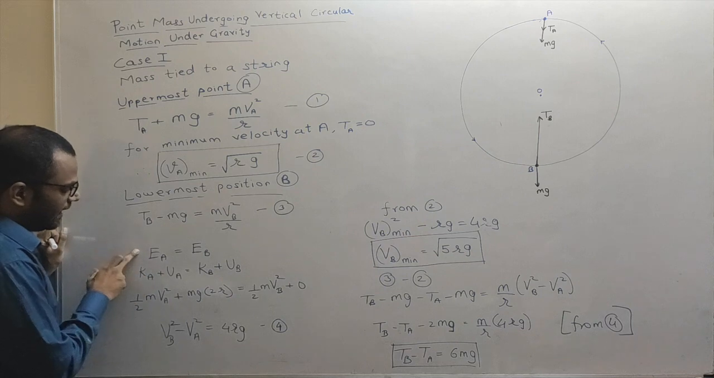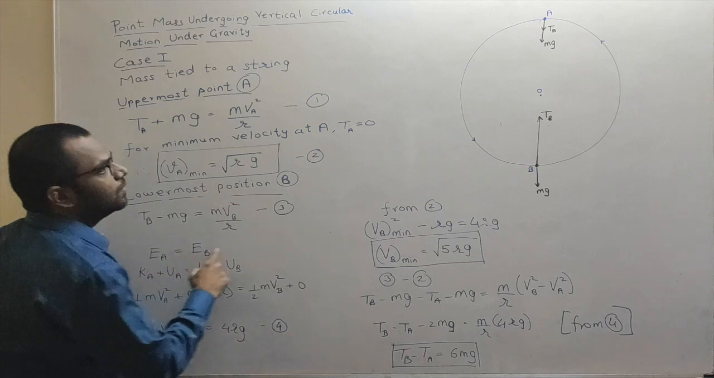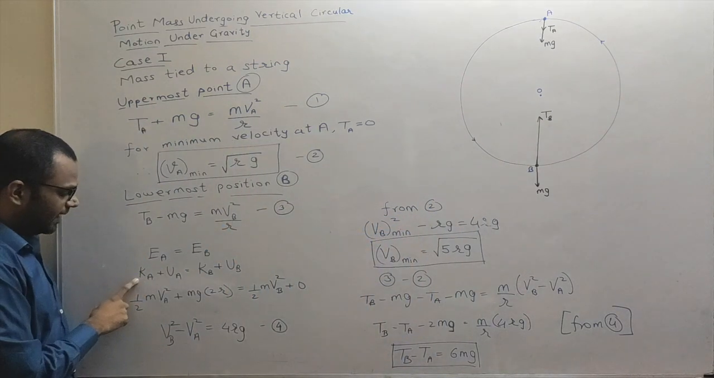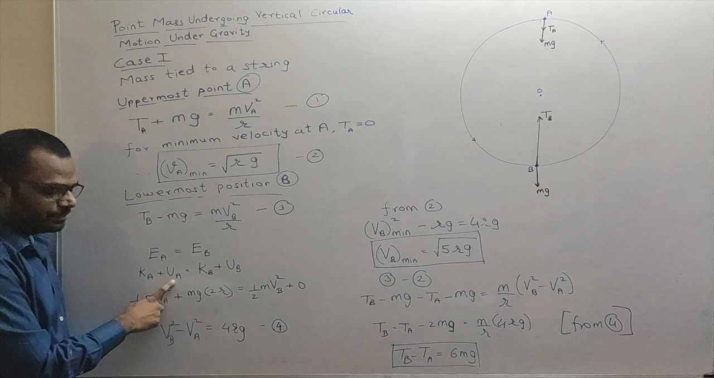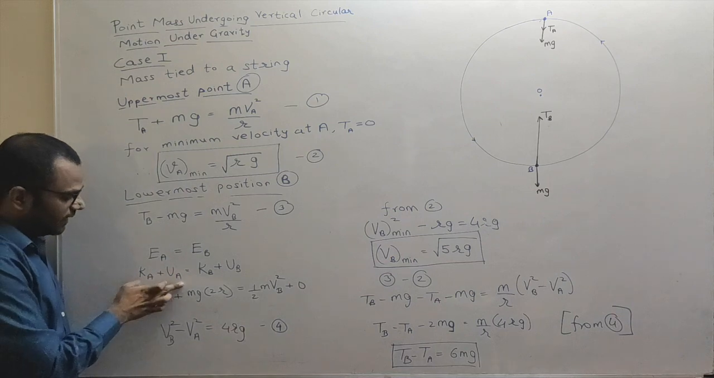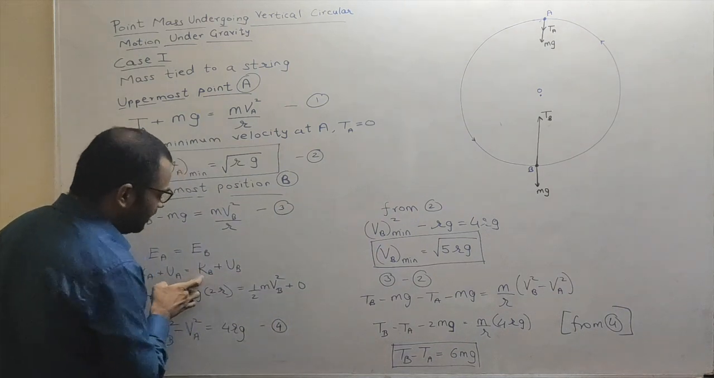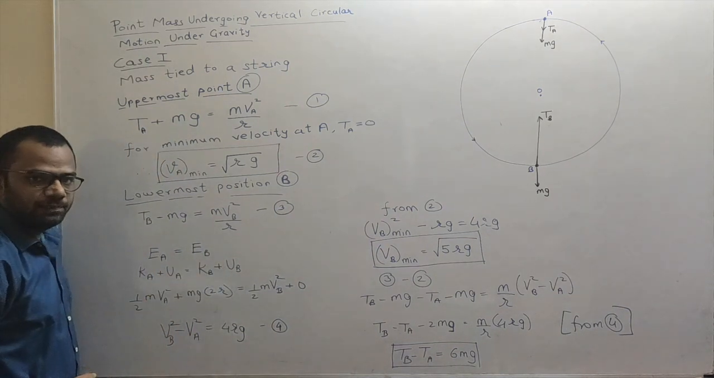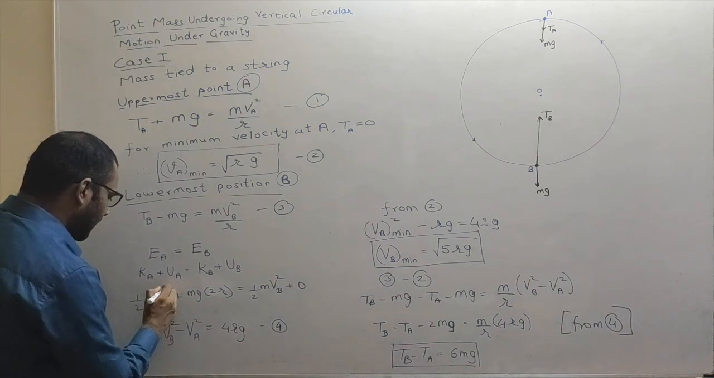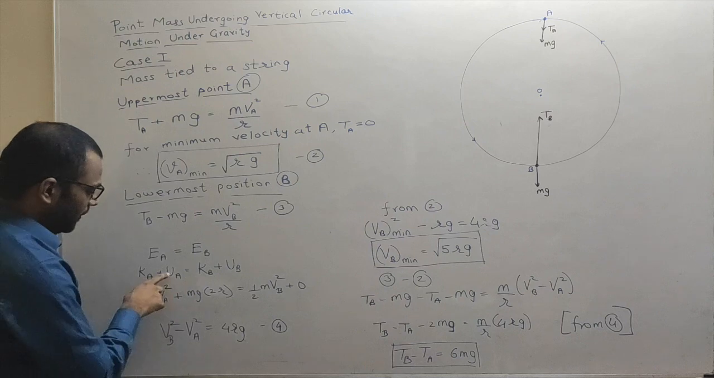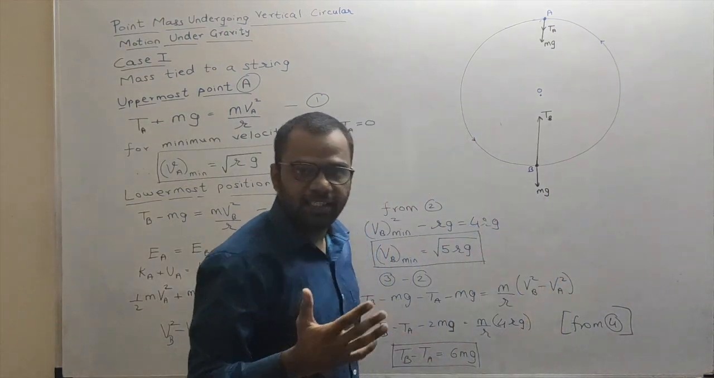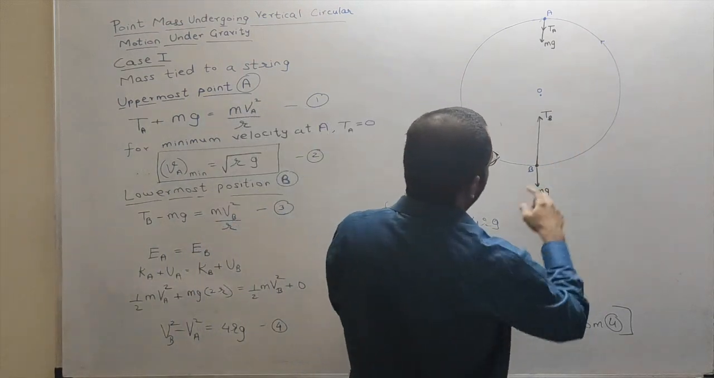EA, that means the total mechanical energy at A, is equal to the mechanical energy at B. So mechanical energy at A will be kinetic energy at A plus potential energy at A. U denotes potential energy, K denotes kinetic energy. So the total energy at A will be equal to the total energy at B, kinetic energy plus potential energy. Now what is kinetic energy? Half mv square. So for A it will be half m va square. What will be the potential energy at A? Considering this as datum, it is mgh, right? Okay, mg and h, this h.